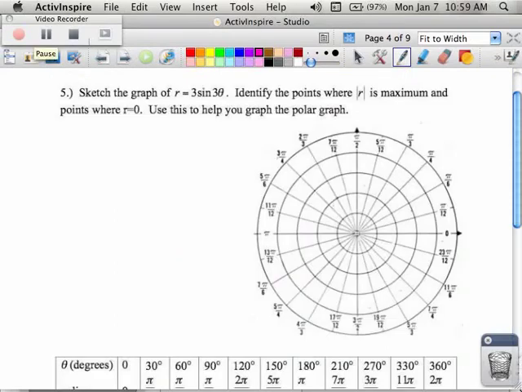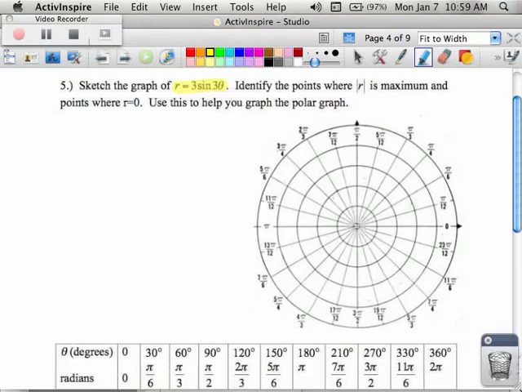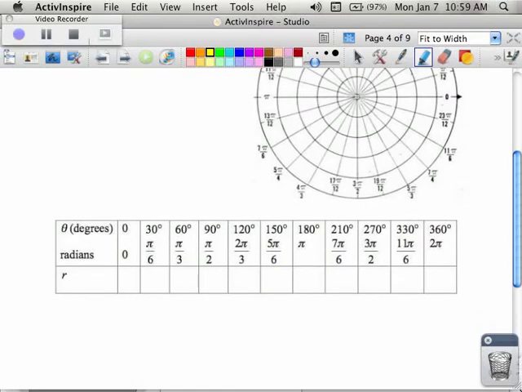Okay, so number 5, first thing I'm going to ask you is, what is that? It's a rose. You know it's a rose because if it was a circle, there wouldn't be a number in front of the theta. But because there's a number in front of the theta, you know it's a rose. You know it's not a limaçon because there's not a plus or minus in there anywhere. I'm going to fill out the table, we're going to graph it, and then we're going to talk about the rest of the problem.